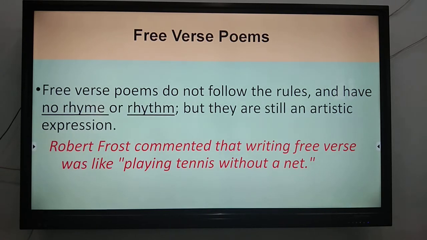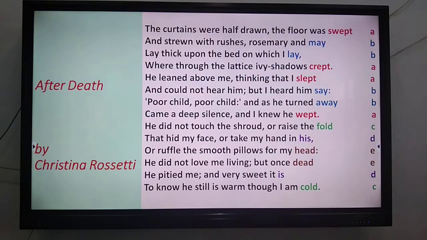These are poems that do not follow any rules and have no rhyme or rhythm, but they are still an artistic expression. For example, just as Robert Frost has commented that writing free verse is like playing tennis without a net. That means there are no rules, there are no rhyme schemes, there is no rhythm, yet they are beautiful pieces of compositions or creations and they are very artistic.